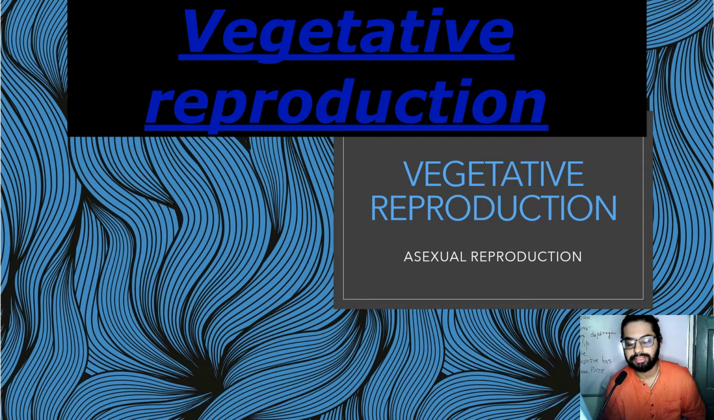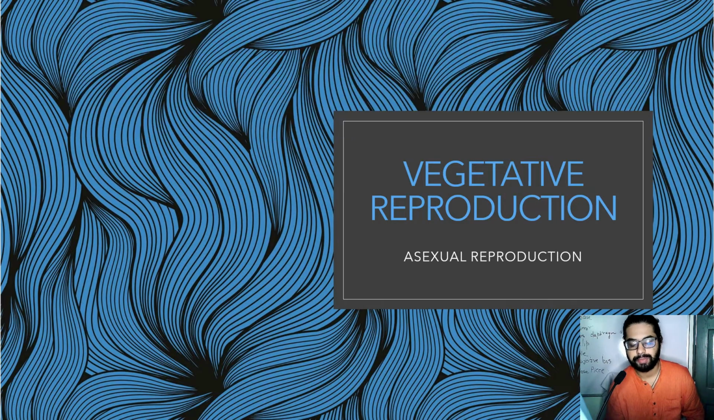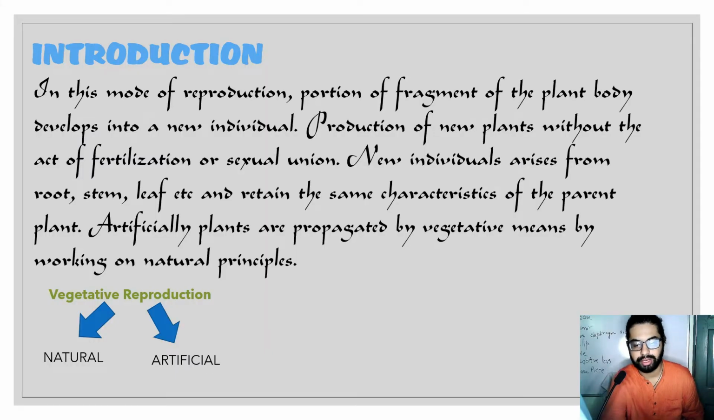Hello guys, in this video I'll talk about vegetative reproduction, which is a special type of asexual reproduction. So let's begin. In this mode of reproduction, a portion or fragment of the plant body develops into a new individual. It is the production of new plants without the act of fertilization or sexual union.